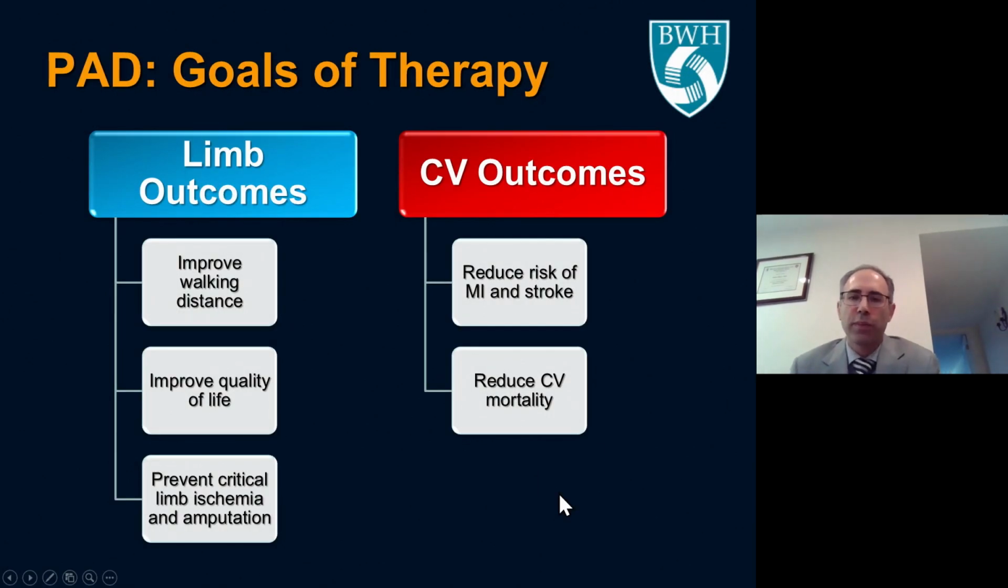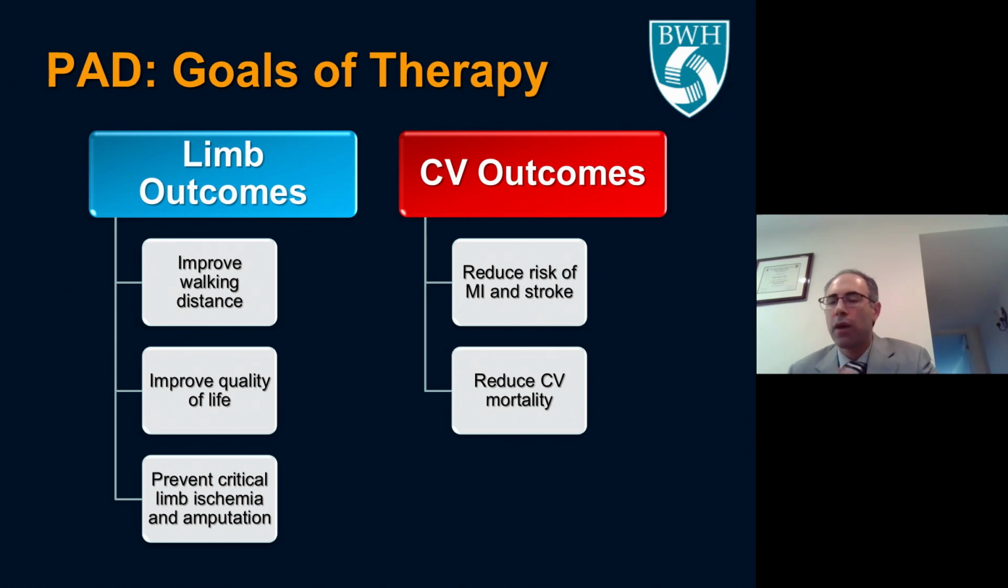When we diagnose peripheral artery disease, we have a couple of goals. We do want to make sure that our limb outcomes are as good as they can be. We want to improve walking distance. We want to make quality of life better. And we want to reduce the risk of critical limb ischemia or amputation. Those aren't common, but they do happen, and we want to prevent that because that's a big hit to patients' functional status.